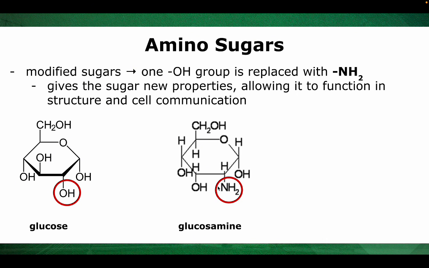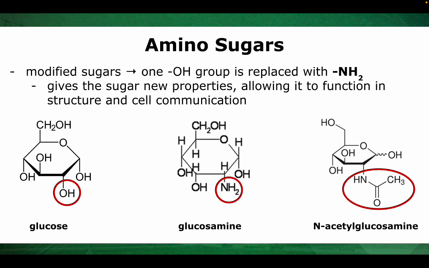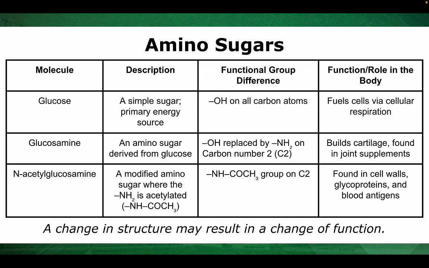Sometimes this glucosamine is still modified, where an acetyl group is added to it via the acetylation process. This glucosamine becomes N-acetylglucosamine. So here are the common amino sugars and what they do. Glucose, as you all know, is the basic energy sugar. Glucosamine is modified with an amino group, found in cartilage and connective tissues. This is the reason why you often see it in joint health supplements.